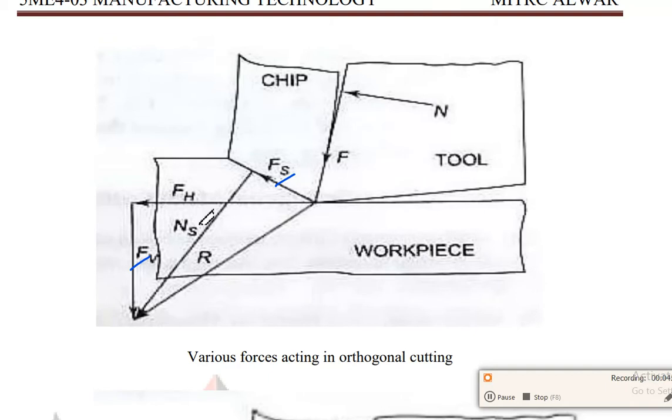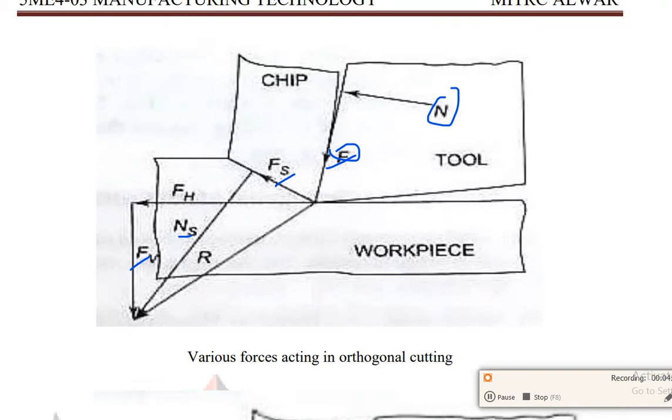Now, what is Ns? Ns is the force normal to the shear plane, and F is the frictional force along the tool face. This is the frictional force acting along the tool face. Now, capital N is the normal force perpendicular to the tool face. So these are the various forces acting on the workpiece when the tool is moving on an object and the chip is forming.